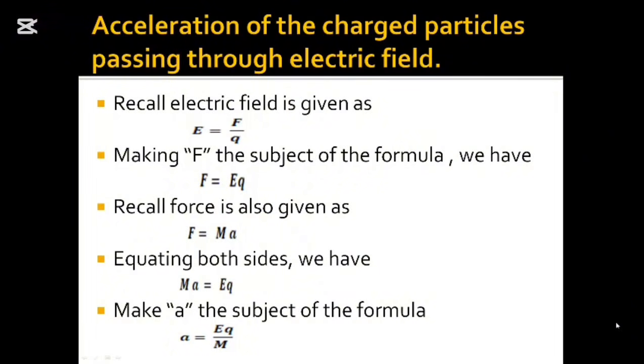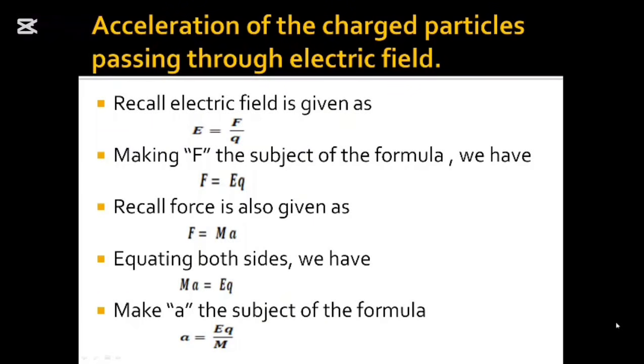Now I want to generate my acceleration A. Making A the subject of the formula, what do we have? A is equal to EQ over M, where E is electric field intensity, Q is the charge, and M is the mass of the body. And this gives you the acceleration of a charged particle passing through electric field.